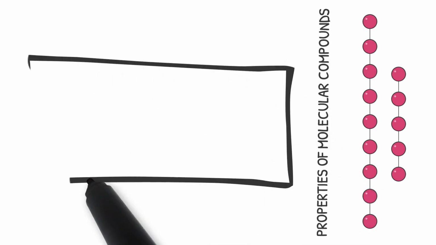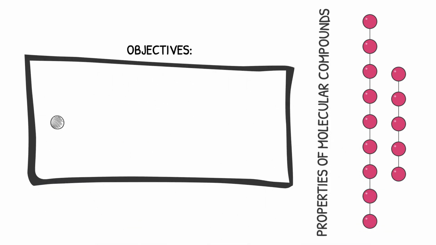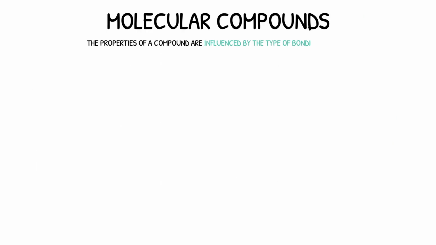In this video, we are looking at the properties of molecular compounds. By the end of this video, you should be able to identify and explain the properties of molecular compounds. So, let's go. The properties of a compound are influenced by the type of bonding within it.